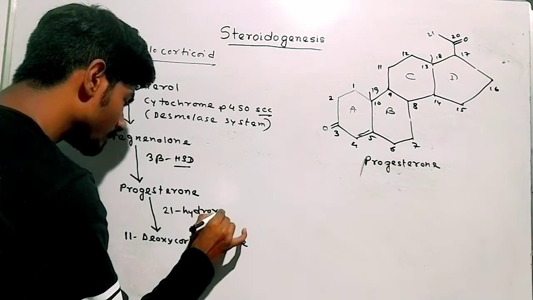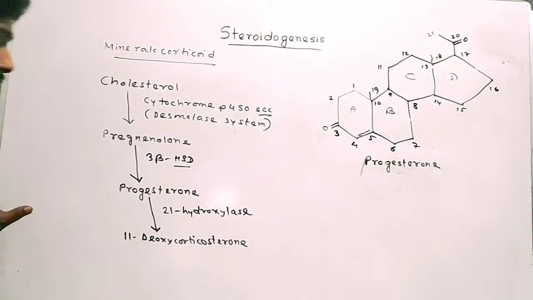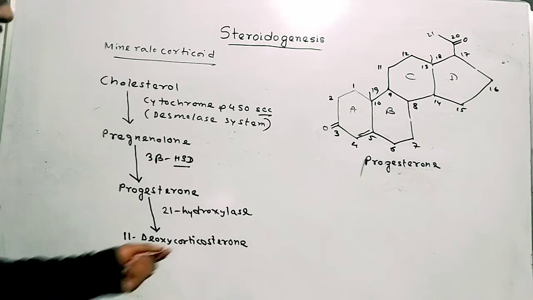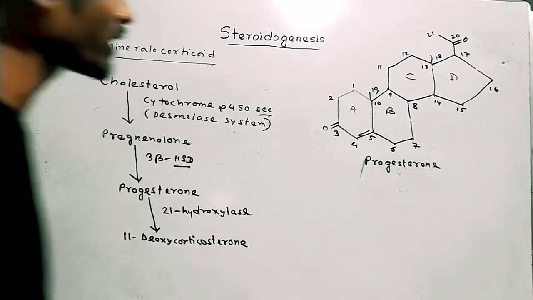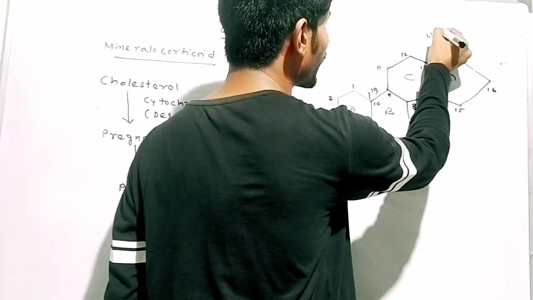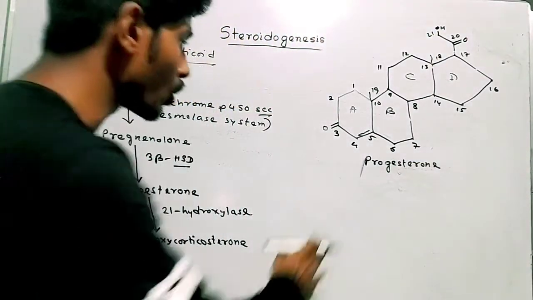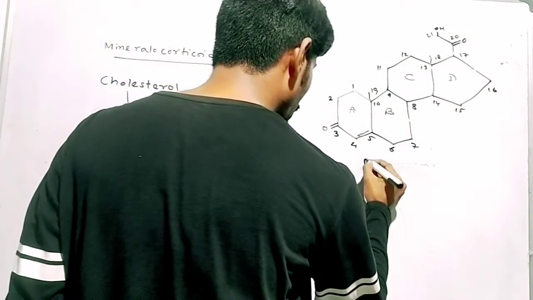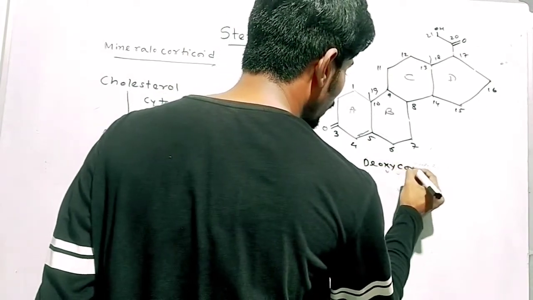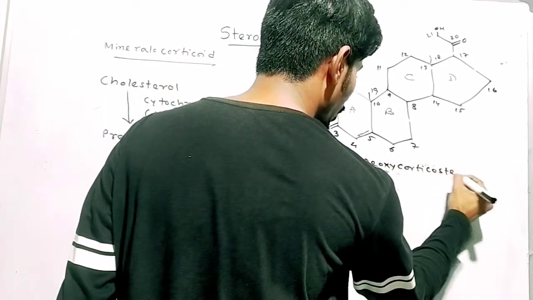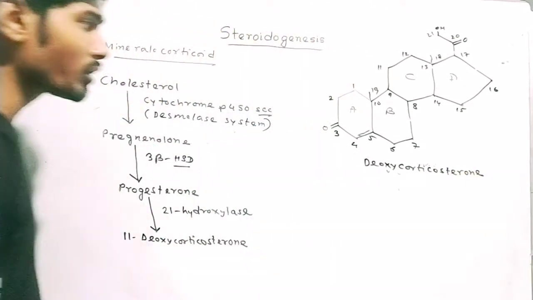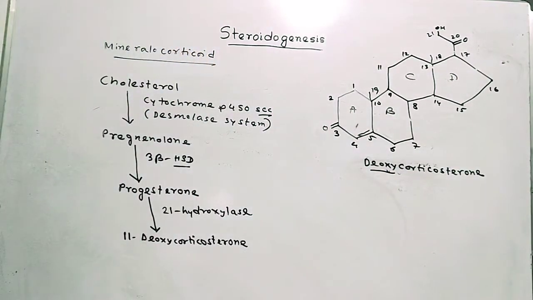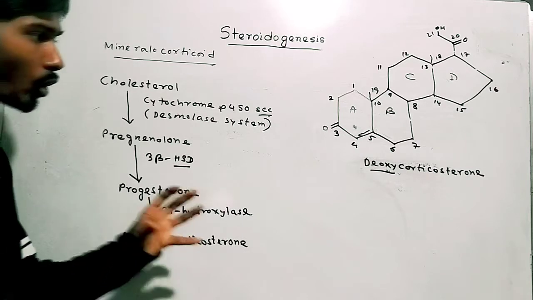21-hydroxylase. Okay, now you can see from the name of the enzyme, it is introducing a hydroxyl group to the 21st carbon. Okay, so you just go there and add a hydroxyl group, and it is done. It is not a progesterone anymore, it is a molecule that is 11-deoxycorticosterone. So general deoxycorticosterone. Okay, now the deoxycorticosterone means it is lacking an oxygen, okay, in order to become corticosterone.